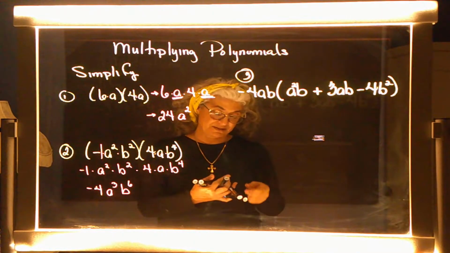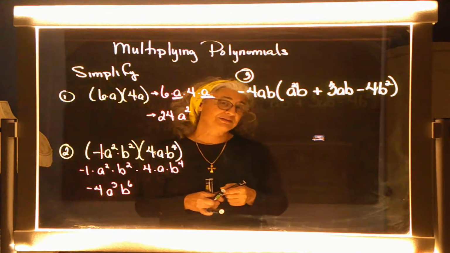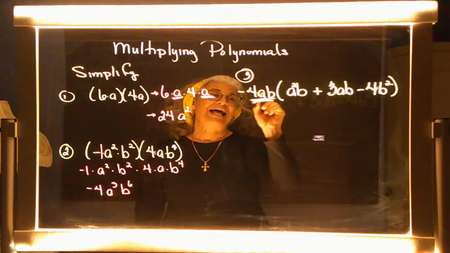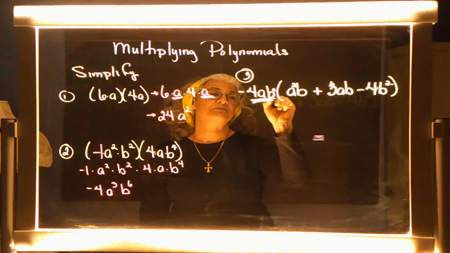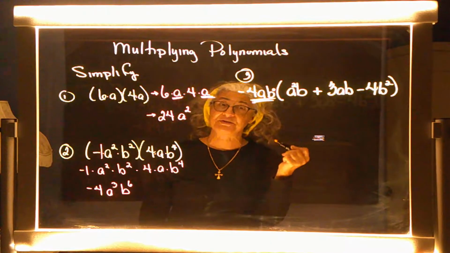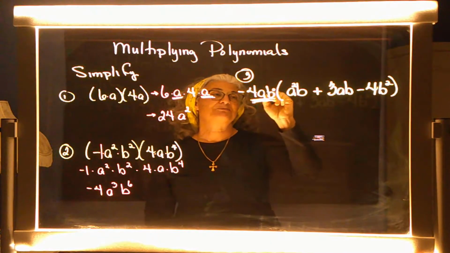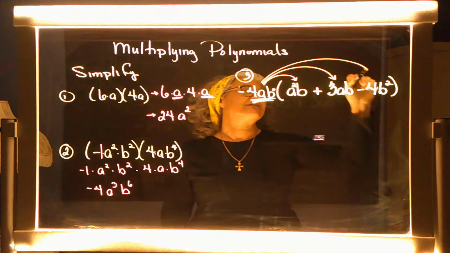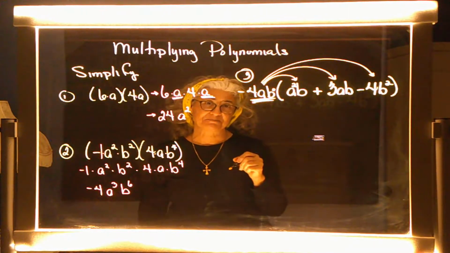Okay, let's look at number 3 here. Now, number 3 is our distribution problem, isn't it? Because this -4ab on the outside has to get multiplied, because technically there's multiplication between it and the parenthesis, right? It has to get multiplied to all 3 of these terms, doesn't it?